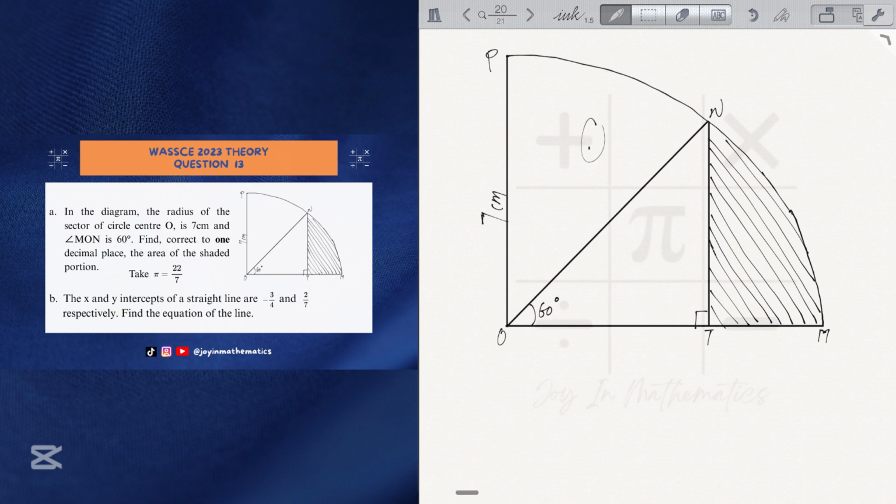Now moving on, it said angle MON is 60 degrees. So we have MON to be 60 degrees. And we should find, to one decimal place, the area of the shaded portion. Now, the area of the shaded portion is this point here. Let's call it shaded. Now we have a triangle here. And this place is definitely a sector.